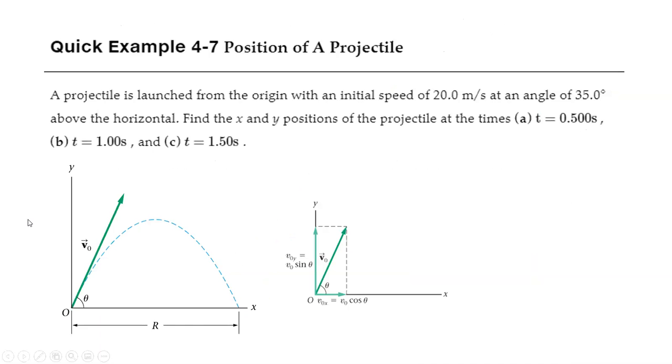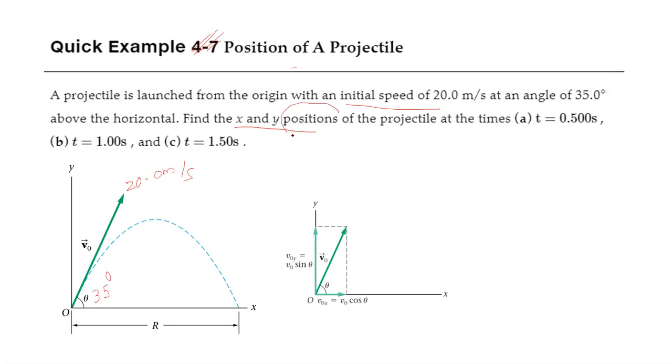Okay. Now look at this quick example. This is not from your textbook. A projectile is launched from the origin with the initial speed V naught of 20, at angle theta 35 degrees. Find the x and y positions.